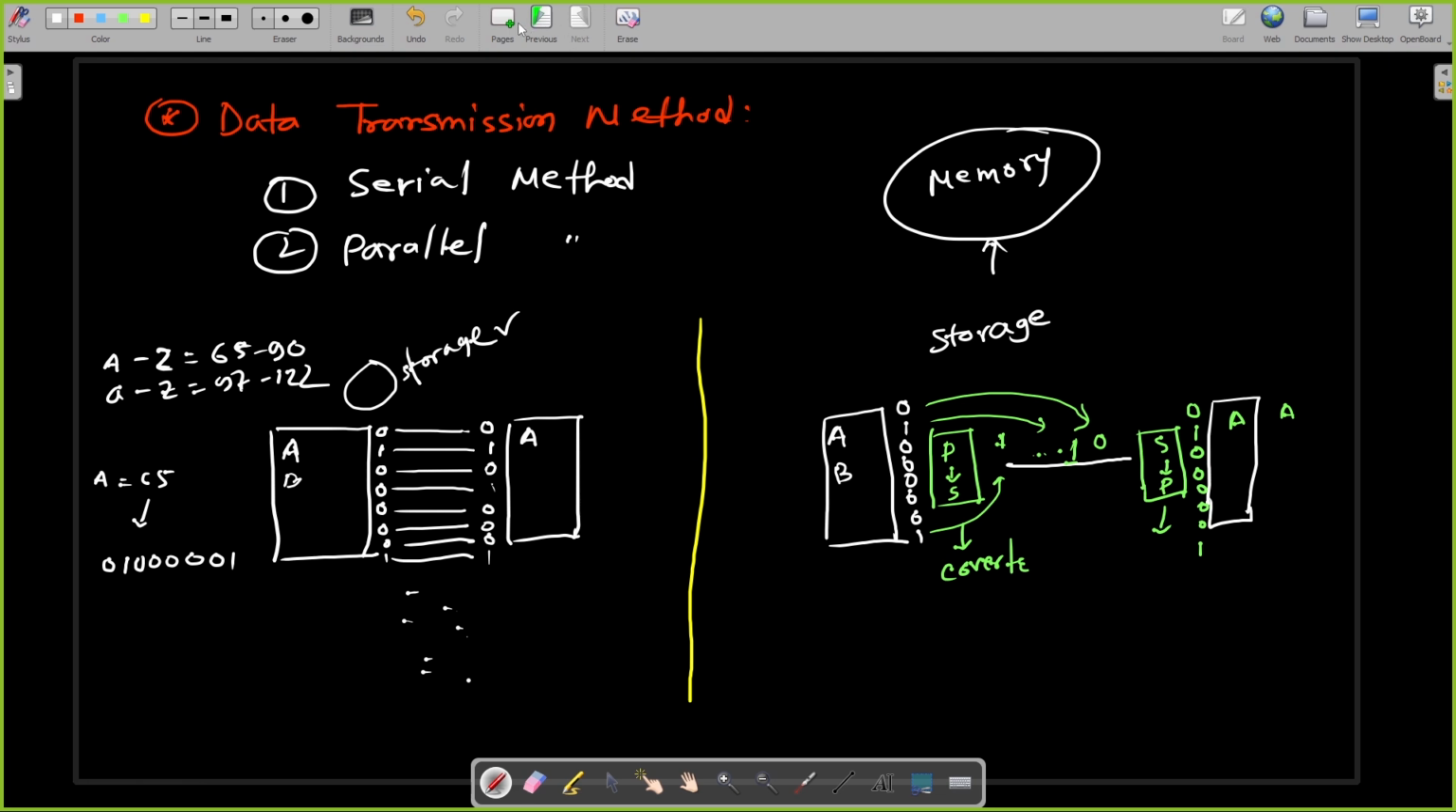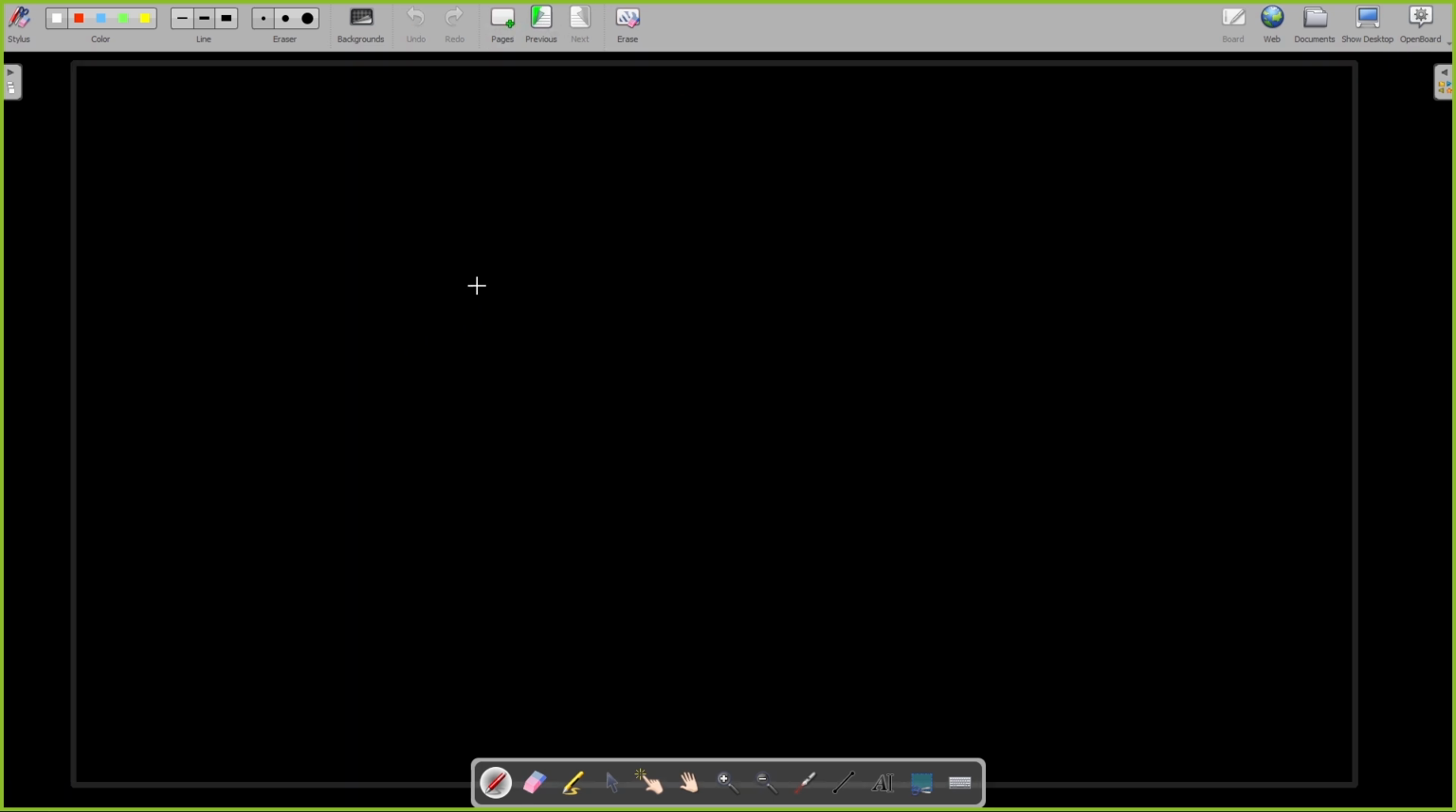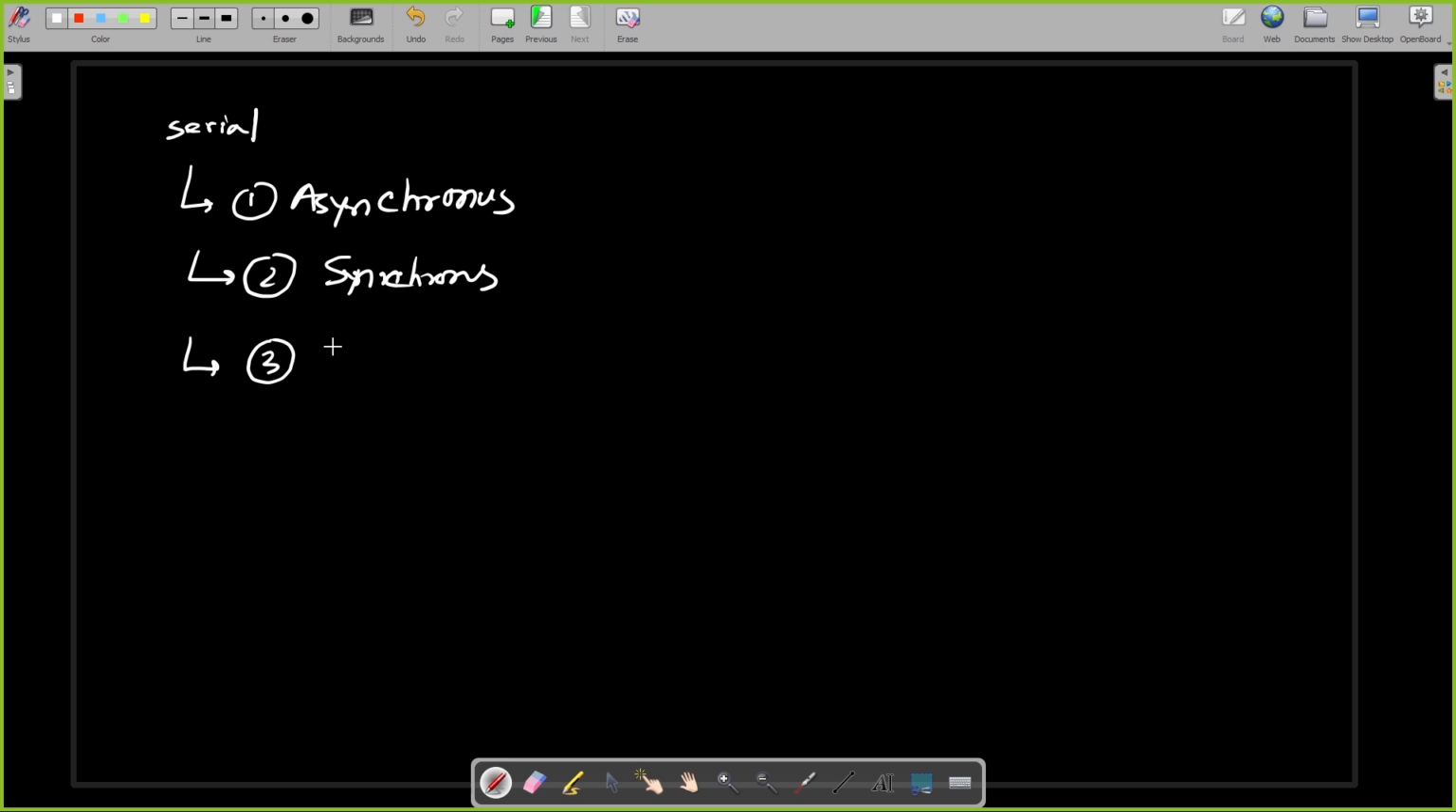Okay, now we need to learn another thing. The serial method can be of many types. The classification of the serial method can be asynchronous, then synchronous, SYNC, and finally isochronous. These are the three types of serial method we have, based on the synchronization.